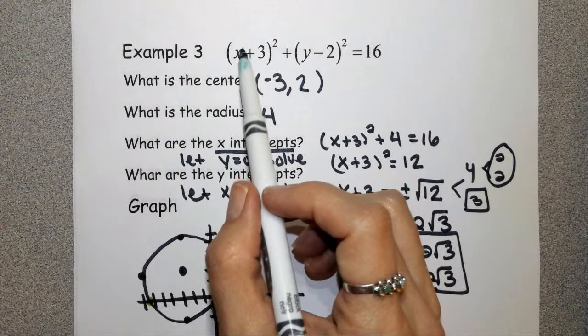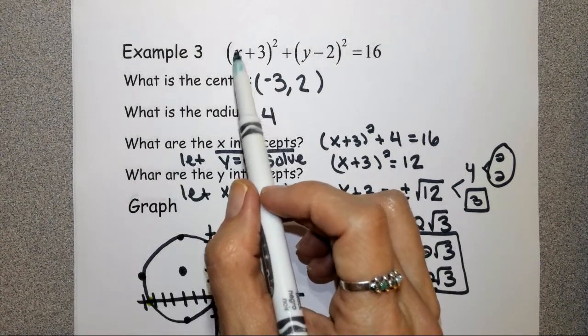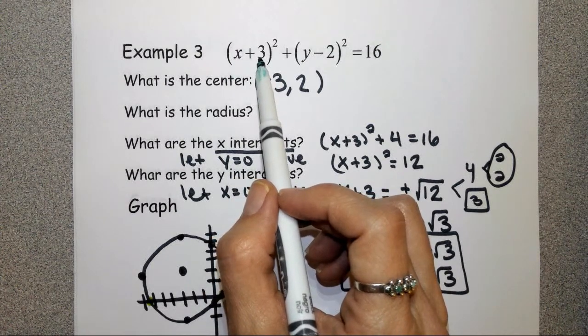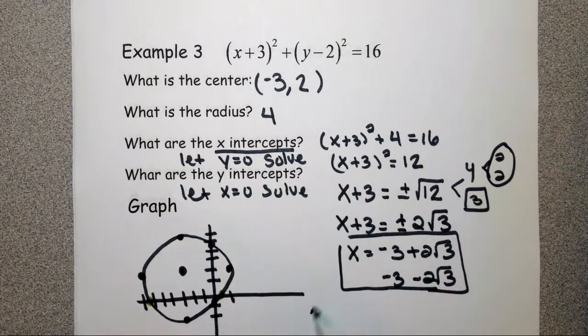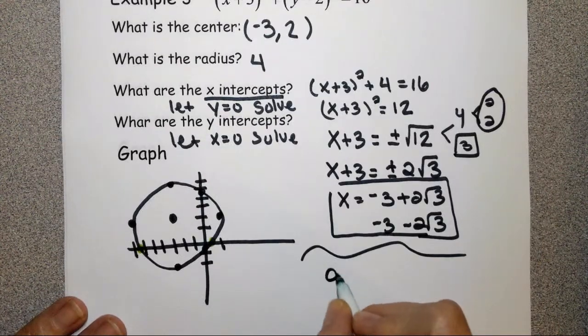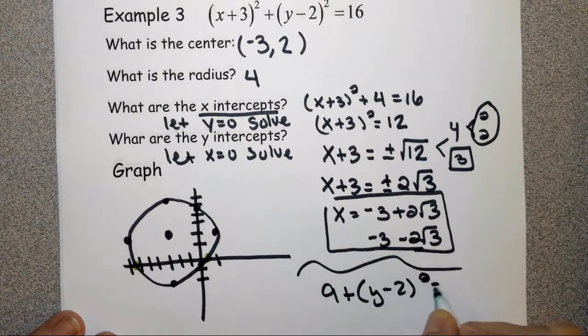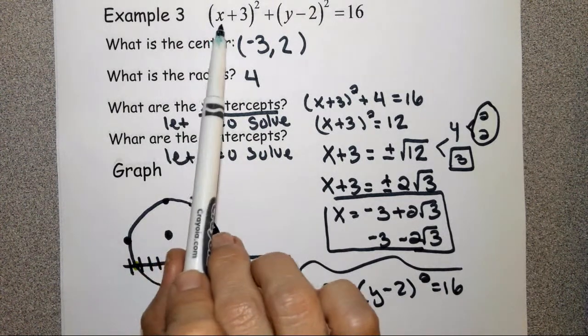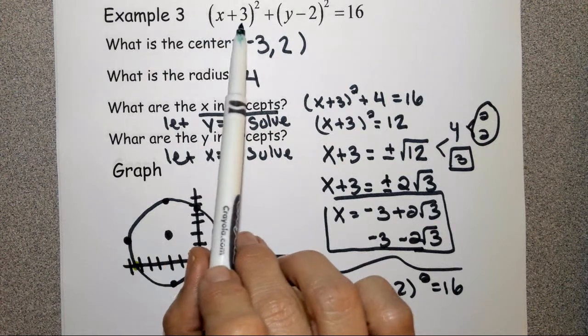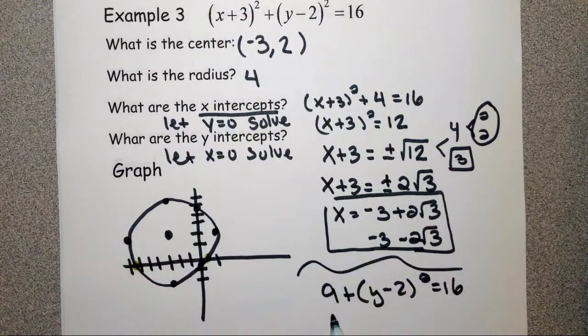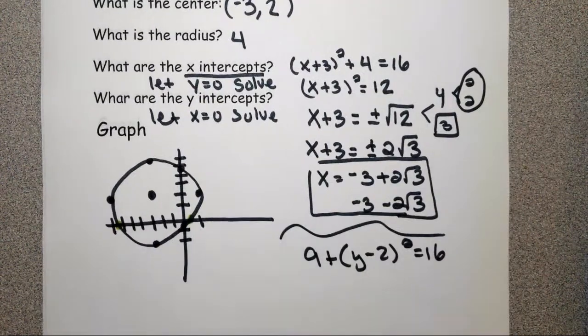So here's my equation. If I plug in a 0 right here, what's 0 plus 3? 3. What's 3 squared? 9. So this time, I'm going to have 9 plus y minus 2 squared equals 16. Is everybody okay with where I got that? Yes. So I went up here to the x and I made it 0. 0 plus 3 is 3. 3 squared is 9. And then I brought everything down. Same steps. So now I'm going to subtract 9. What is 16 take away 9?